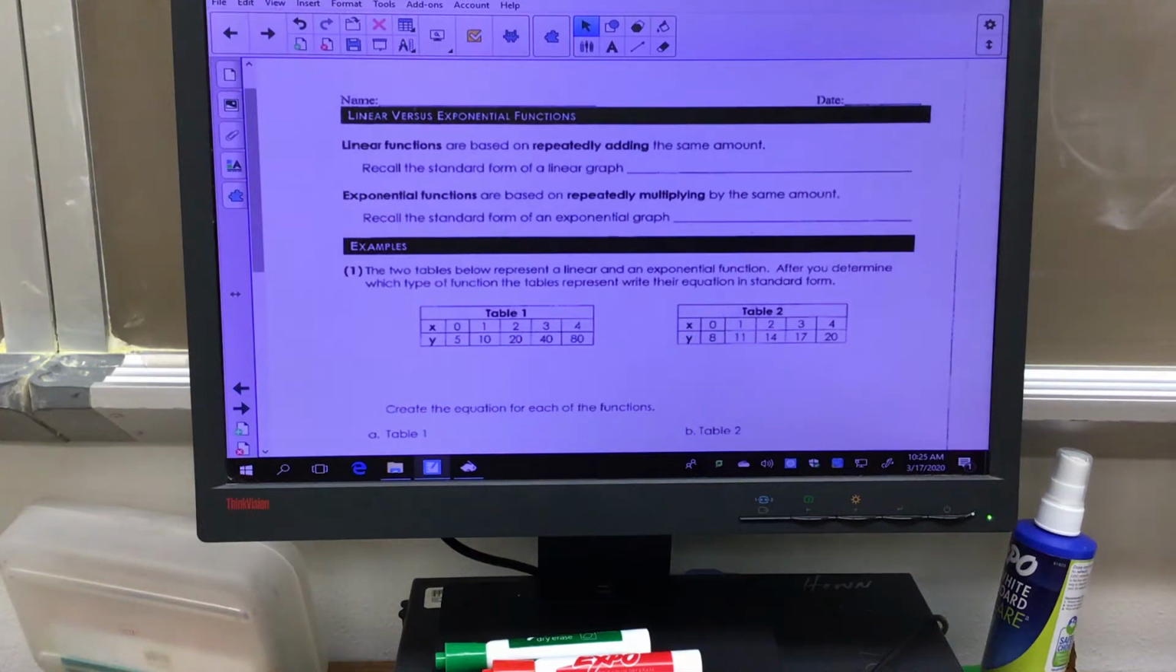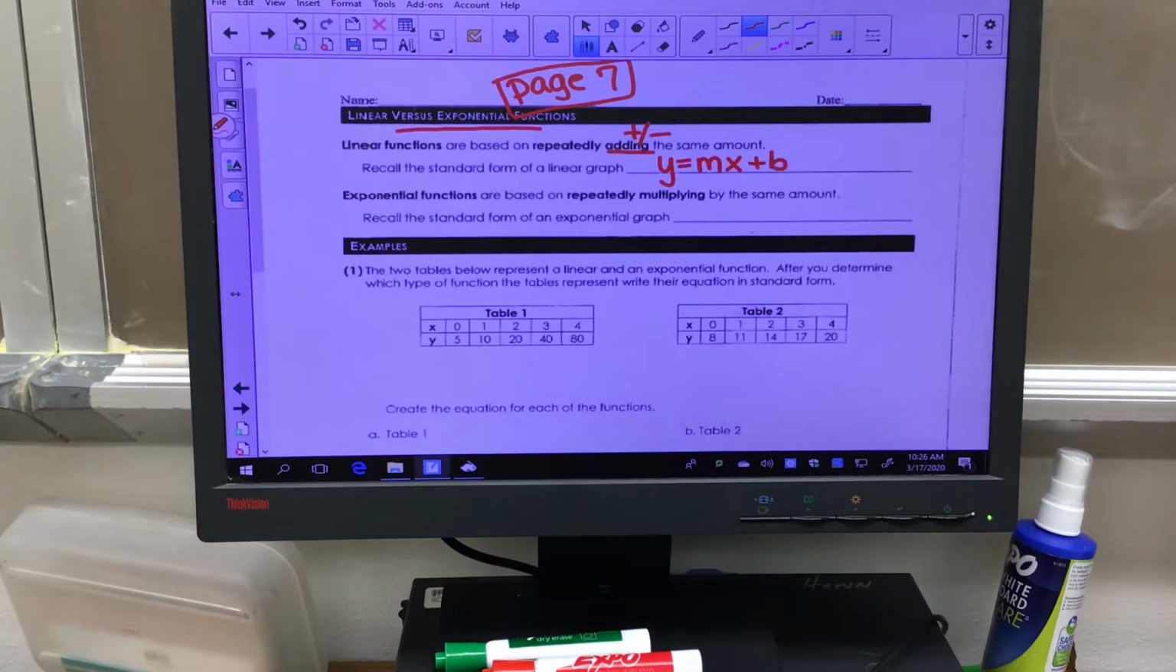Okay, so we are focusing on page 7, where we are talking about something incredibly important, which is linear versus exponential functions. We really have to take the time to think about, what do we know about linear functions? Well, we know that linear functions are based on repeating adding or subtracting the same amount each time. The standard form of a linear function, you better know it, y equals mx plus b.